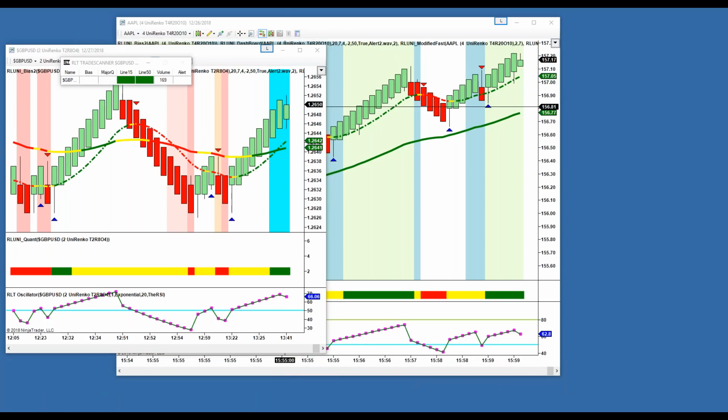But if you look here, this is arithmetic movement. Arithmetic movement is where the slope of the line, I remember what the slope is. The slope is rise over run. Remember that from geometry in high school, from 10th grade? Right here. So the slope of an arithmetic line is a constant. It can be 2, it can be 3, it can be 4, it's irrelevant. But whatever the slope is, whatever the rise over run is, it stays the same. But on a Unirenko chart, that's not the case.